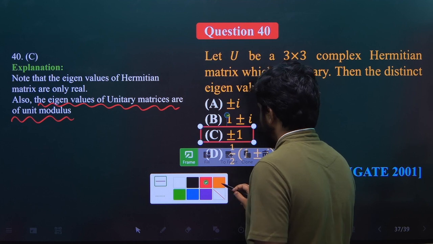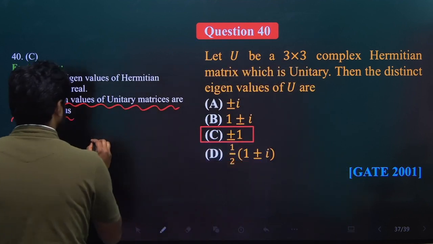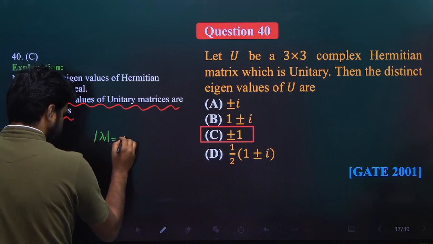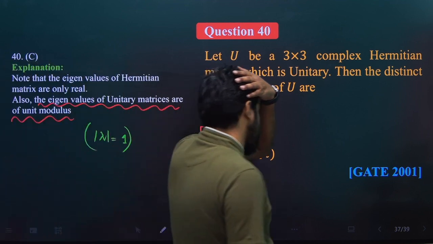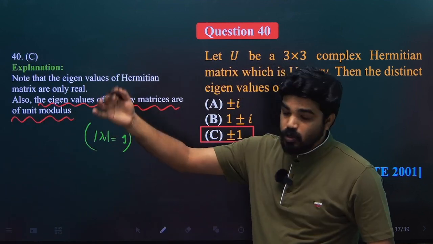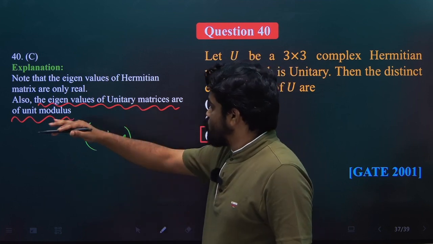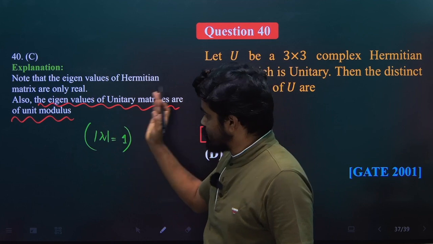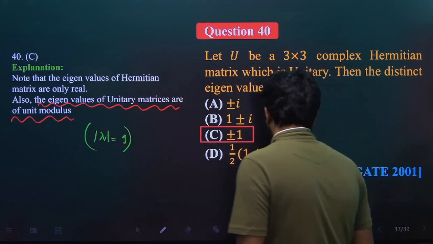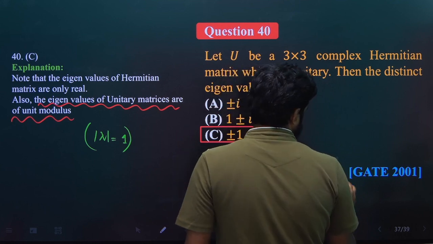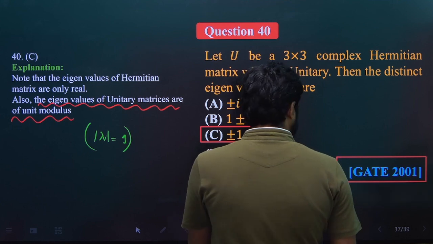What does unit modulus mean? Unit modulus means modulus lambda is equal to 1. Getting my point? The eigenvalues of a Hermitian matrix are real, and also note that the eigenvalues of a unitary matrix are of unit modulus, so option C is the correct answer. This question was asked in the GATE exam 2001.